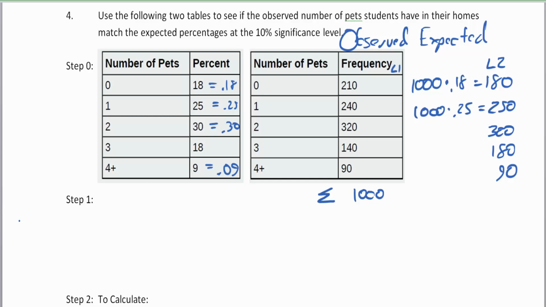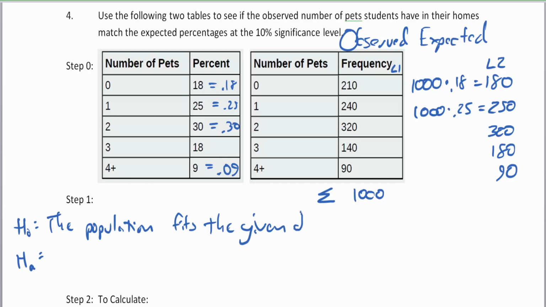So the first step here is the null and alternative. And again, we're evaluating these percentages, the percentages of number of pets these students have. And of course, the null hypothesis is going to say everything's fine, everything's fine. The population fits the given distribution of pet statistics. So pet stats.